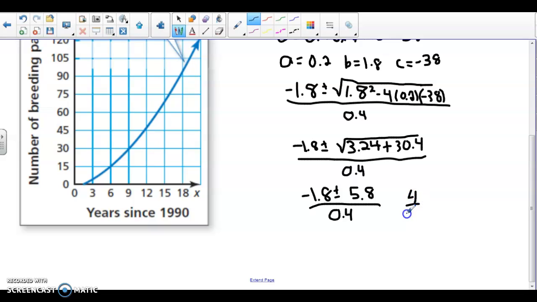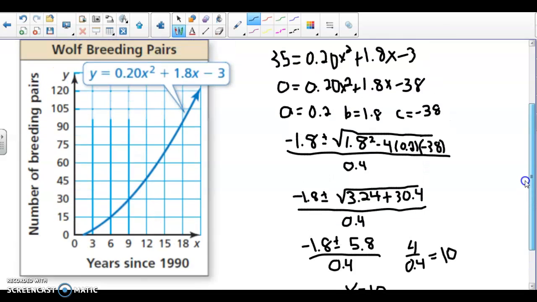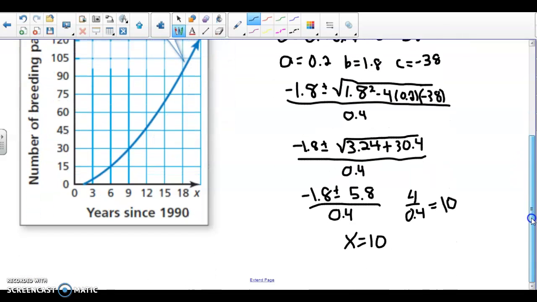So I'd have 4 over 0.4, and 4 over 0.4 equals 10. If this was not a word problem, I'd have to do both of them, because I'd have to find both answers. But in this case, my answer would be x equals 10. Since it's a word problem, I should write out a sentence saying that 10 years since 1990, or in the year 2000, there were 35 breeding pairs.